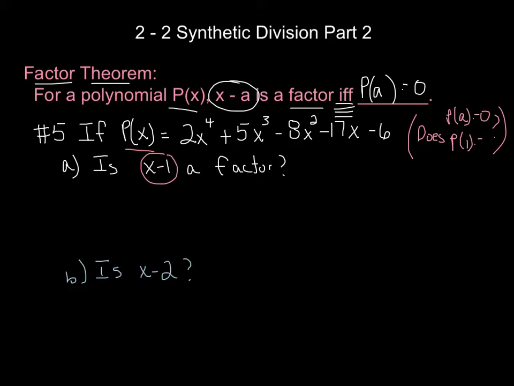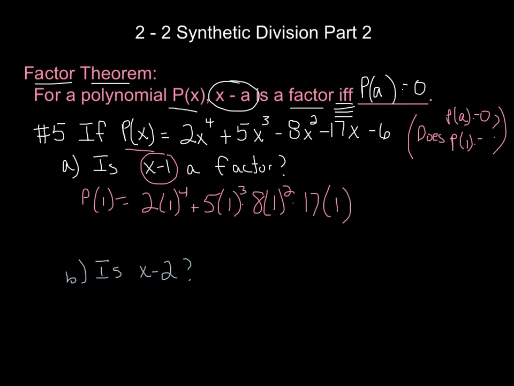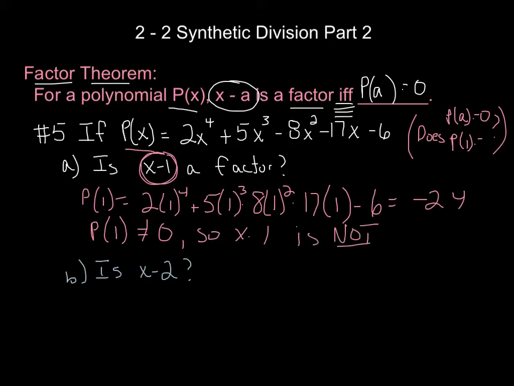Well, let's just do it directly. Let's just find p of 1 and see if we get 0. That'd be 2 times 1 to the 4th plus 5 times 1 to the 3rd minus 8 times 1 to the 2nd power minus 17 times 1 minus 6. And when you do all that, you get negative 24. So p of 1 certainly does not equal 0, which means x minus 1, what we started with, is not a factor of the original polynomial p of x.